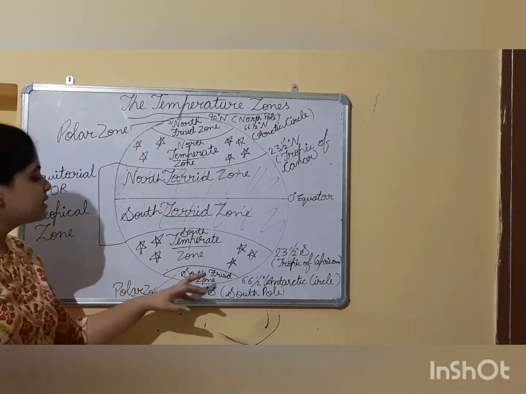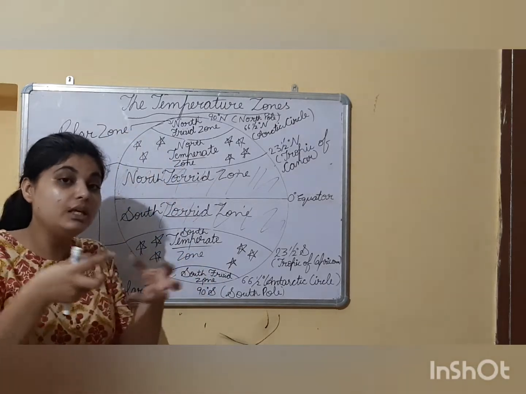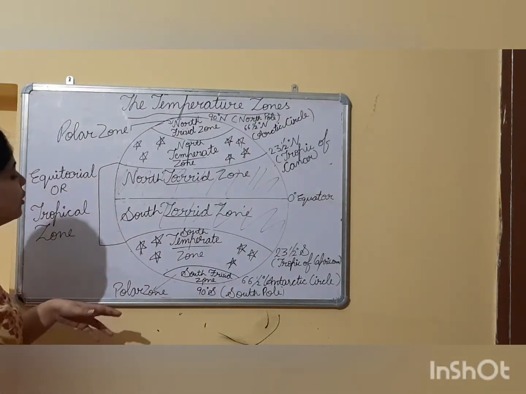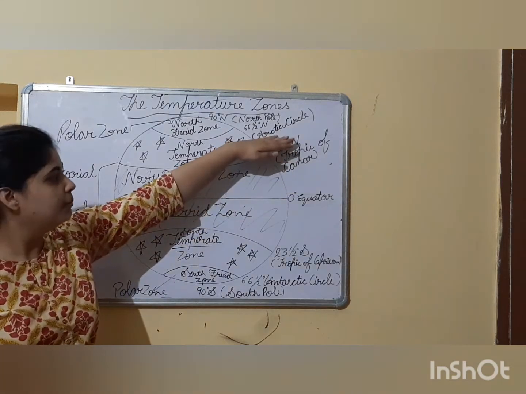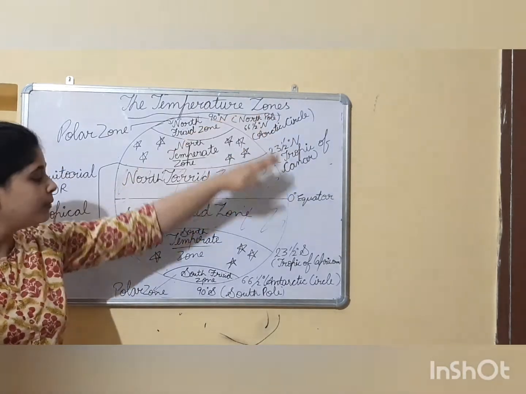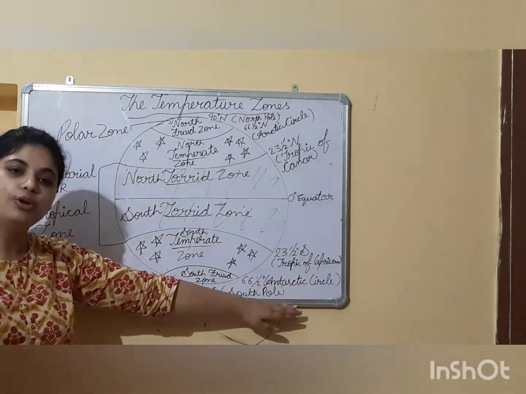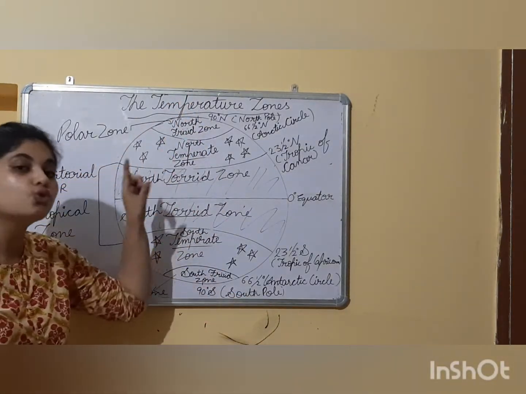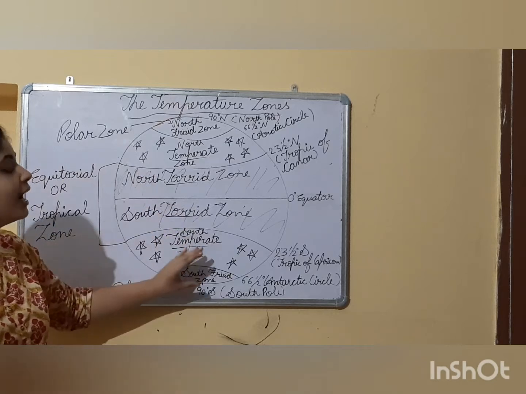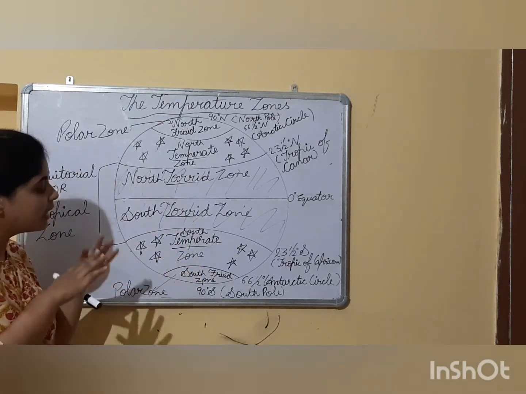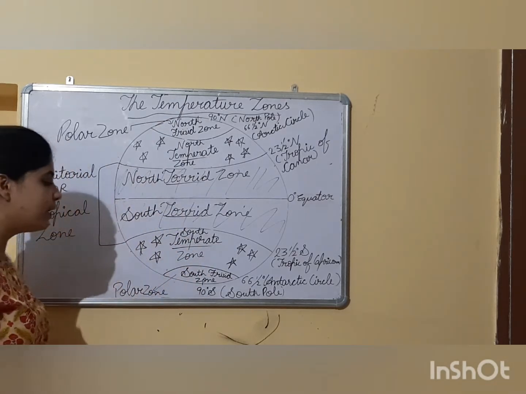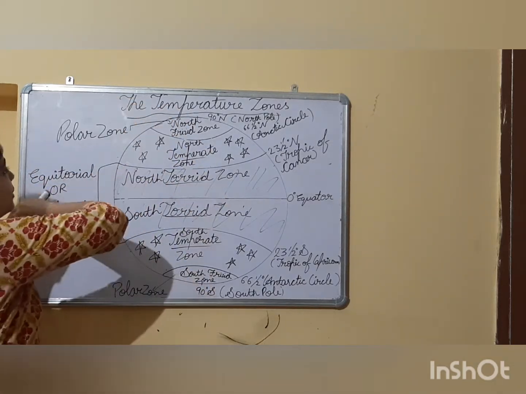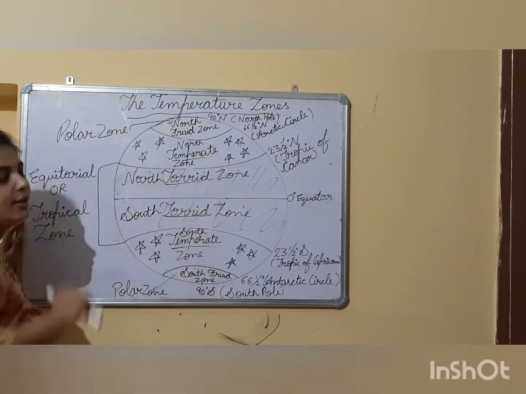Okay. Next comes the frigid. Frigid means freeze. Very, very cold. Okay, colder places. So the places which are between Arctic Circle and North Pole and Antarctic Circle and South Pole in south, they come under the frigid. Frigid means cool. The places here are cooler. Means they are covered with snow and ice. Why so? Because they receive very less amount of sunlight. Okay, means very slanting rays of the sunlight.